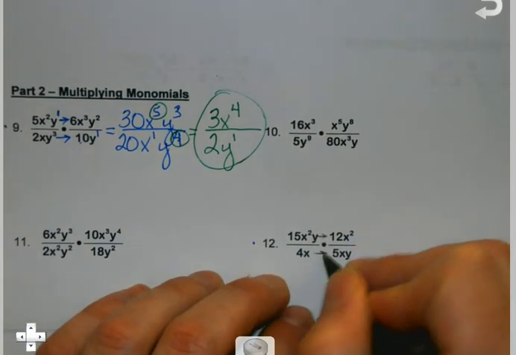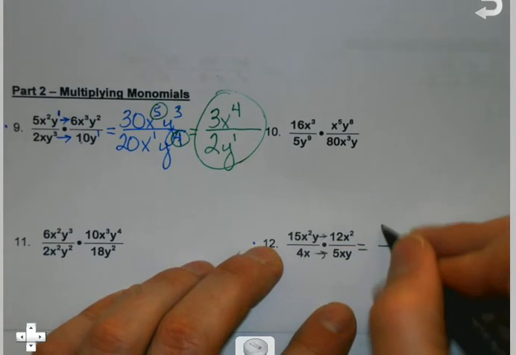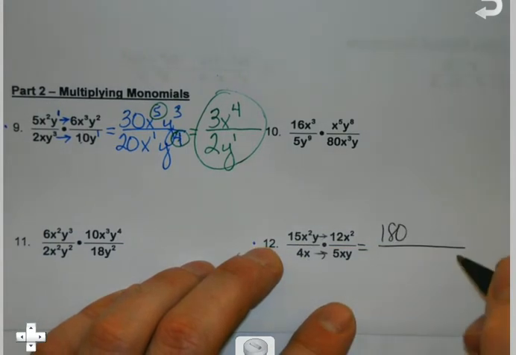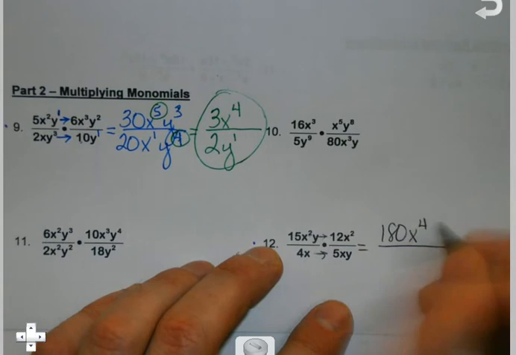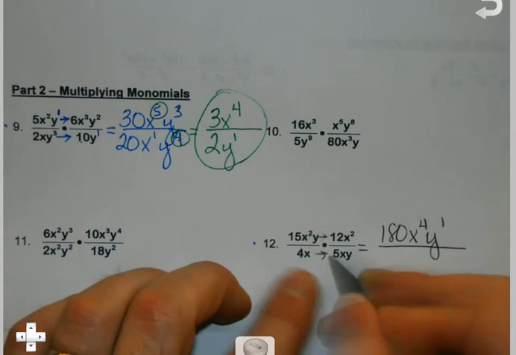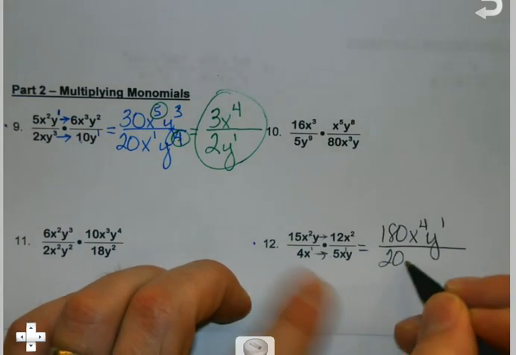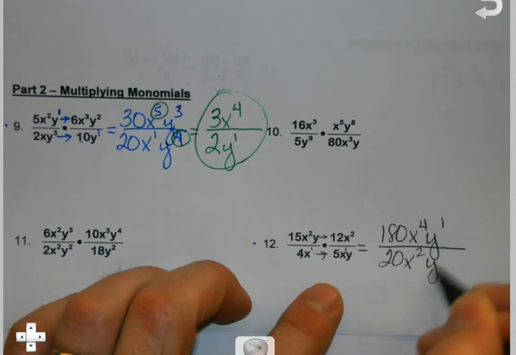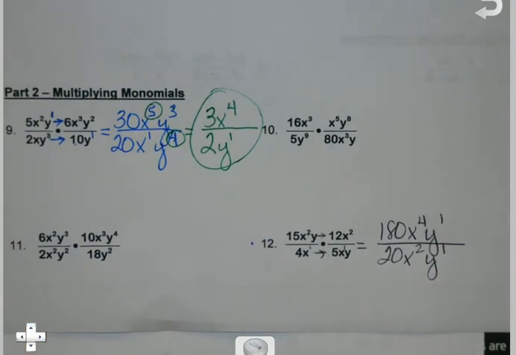So if I multiply straight across, 15 times 12 is 180. Add my exponents on my x's. Y, I only have a single one. Okay, denominator, 4 times 5 is 20. Add my exponents on my x's. Y, there's only one.